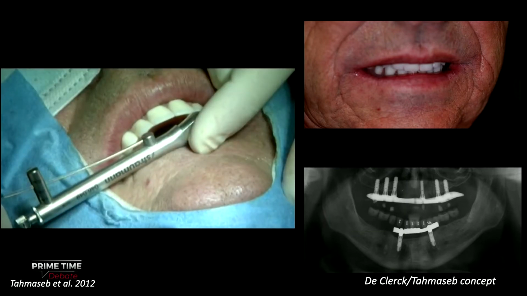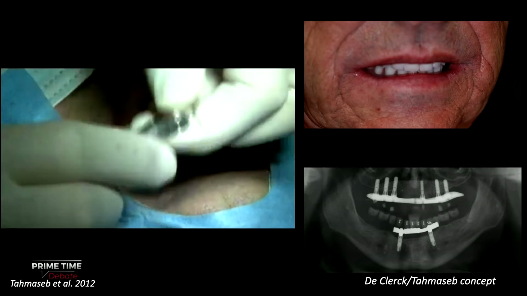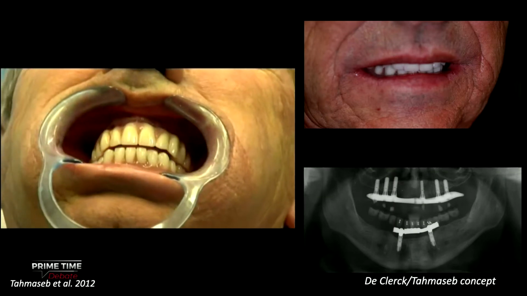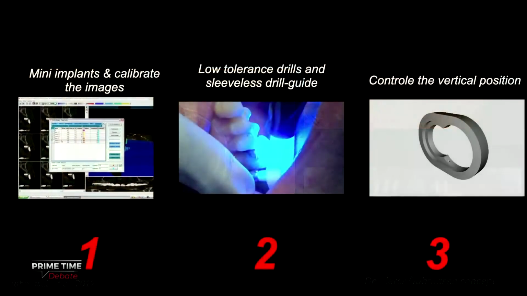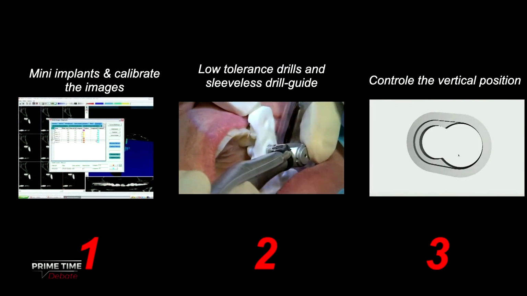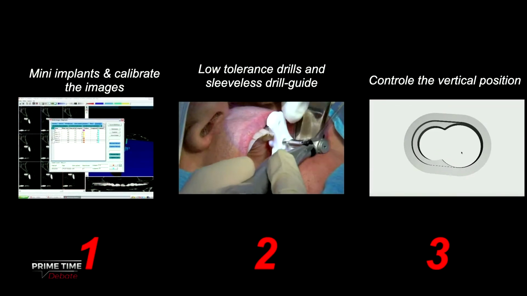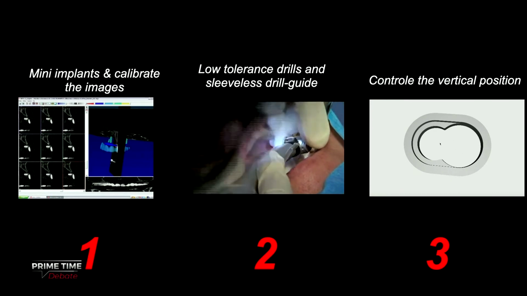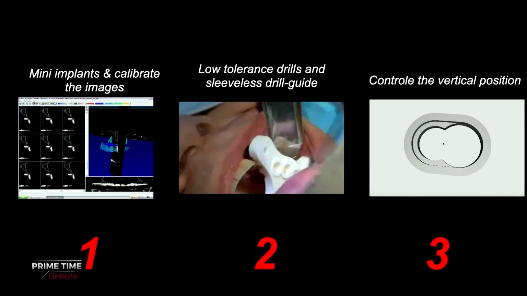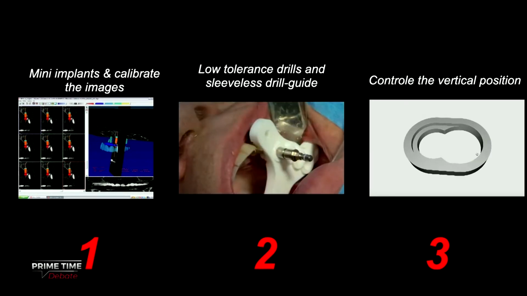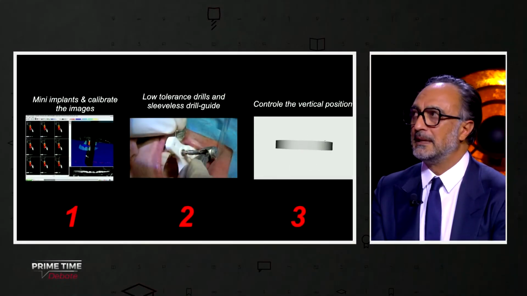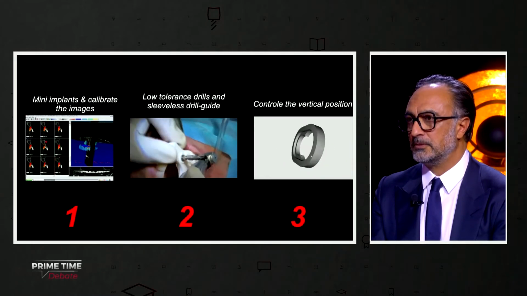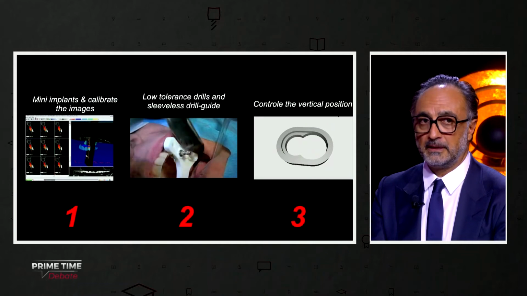And you could see that we could really achieve quite good precision if you go through all the steps that I told you. So for me, doing guided surgery, you need to do three things. If you go to the fully edentulous cases, you need to have mini implants. You have to calibrate the images. That's important. I think the usage of the low tolerance drills is extremely important. And also controlling the vertical position gives you a really good tool to be very, very accurate.